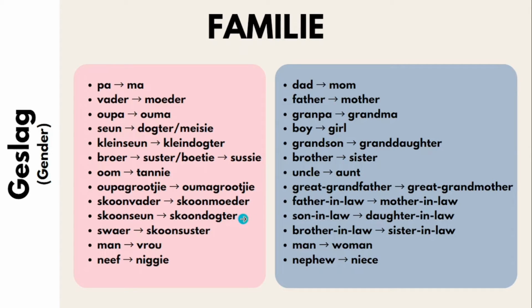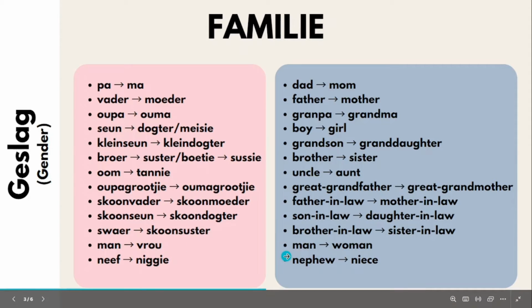Then you have skoonseun and skoondochter, which in English is son-in-law and daughter-in-law. Then you have swaar and skoonsister, which is brother-in-law and sister-in-law. People really don't learn what swaar is. That's what I would also ask if, let's say, I was the examiner for grade 11 and 12. Then you have man and vrou. This is something I expect you to know, as well as neef and niggie, which is nephew and niece.